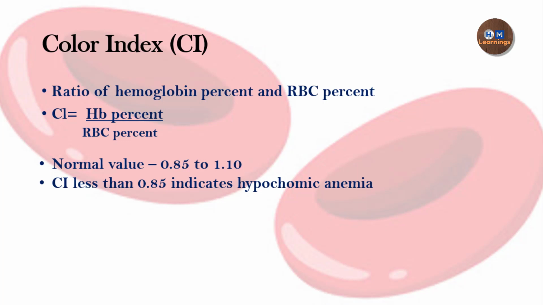Okay, so with this we have completed our RBC indices. What you have to remember is only the formula of each of the RBC indices, and the second thing is the normal values. How you classify the anemia based on these indices is very easy. You can easily classify if you just know the normal values and the formulas.